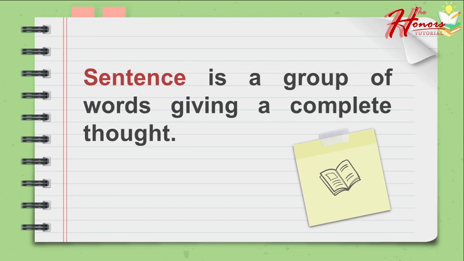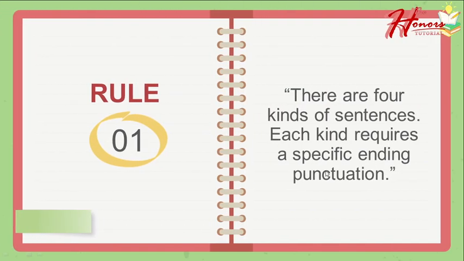So we have three things that we need to remember when we say sentence. The first one, as mentioned here, it is a group of words. Second one, it gives a complete thought. And the third one, of course, since this is a sentence, it should start with a capital letter and end with an appropriate ending punctuation mark. Now, since you already know the meaning of the sentence, let us discuss the different kinds of sentences, which leads to our rule number one.